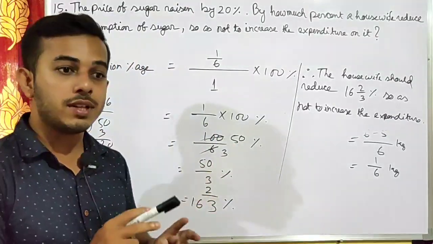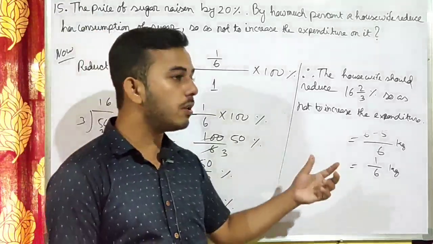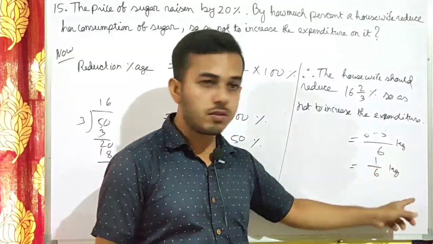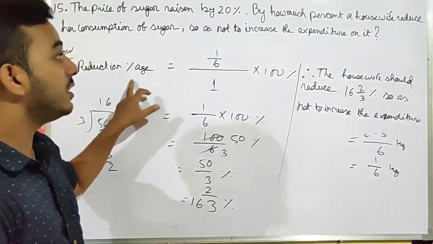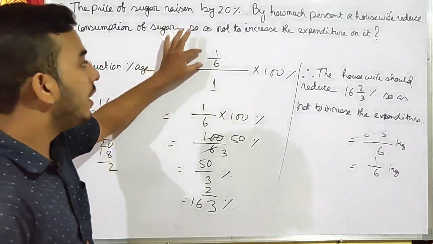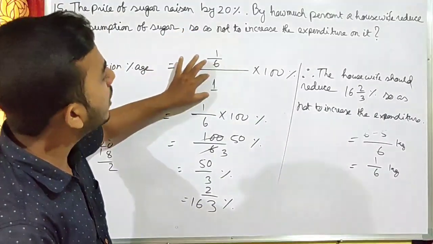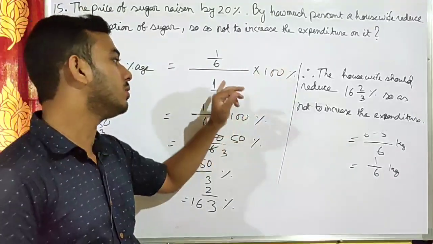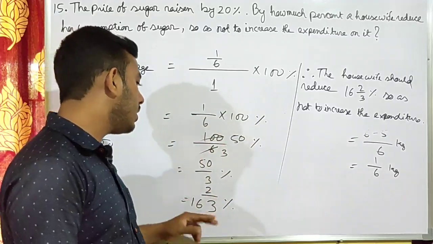So we subtract and see how much is reduced: 1 by 6 is reduced. So we have to express 1 by 6 in percentage, isn't it? So now we have to convert it into reduction percentage. Reduction percentage is reduced amount by total. The reduced amount is 1 by 6 and the total is 1 into 100%. So 1 by 6 divided by 1 is 1 by 6 into 100. Then we cancel, and it is 50 by 3.